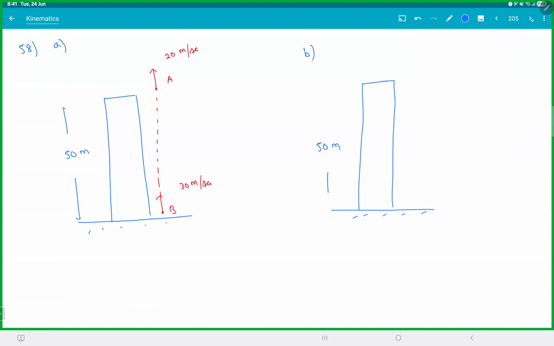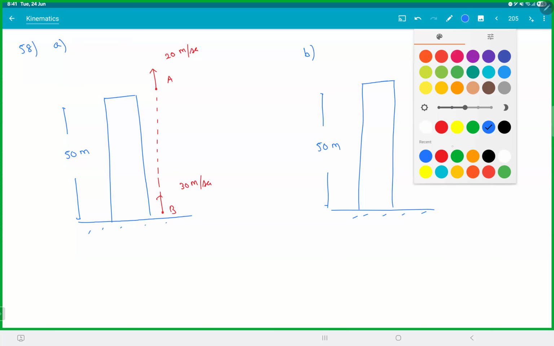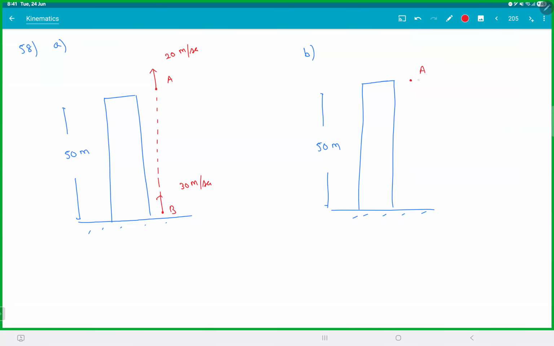Same thing, 50 meters building. But this time point A is projected downwards with 20 meters per second, and B is projected up with 30 meters per second along the same line. So they're going to collide with each other. Find the time and the position where they collide.